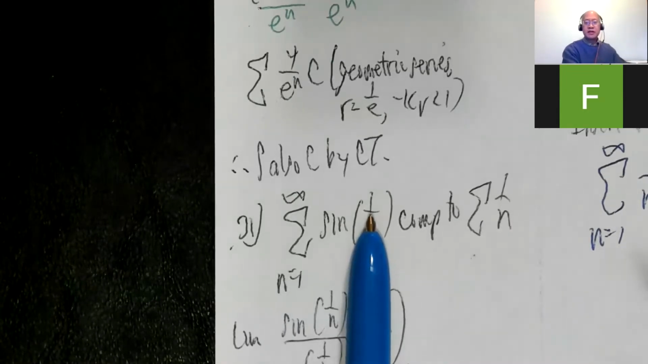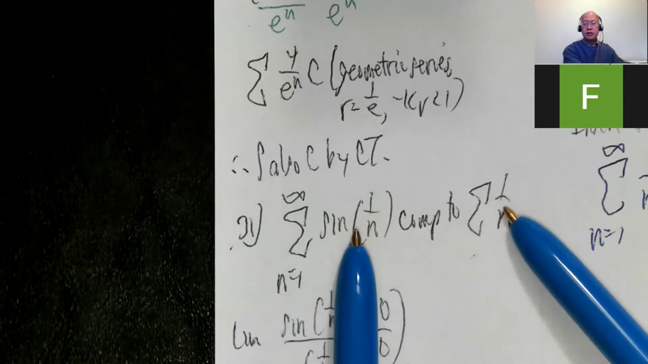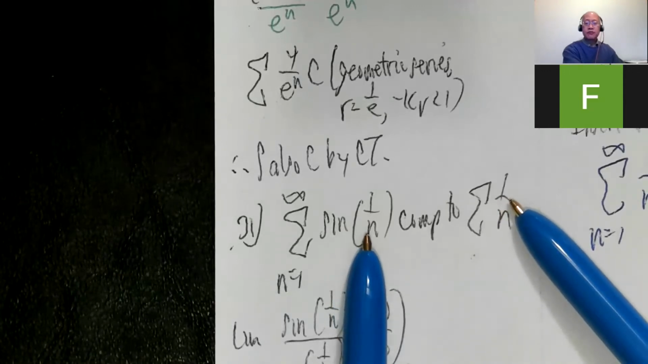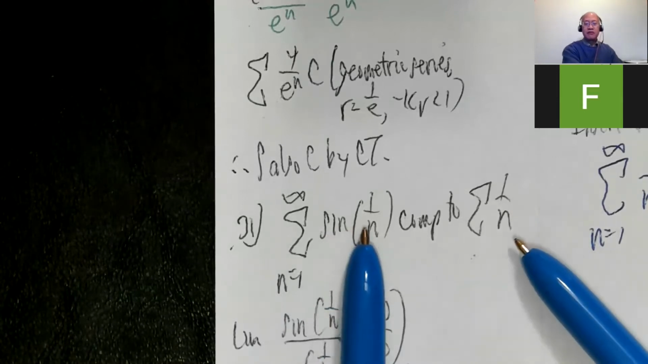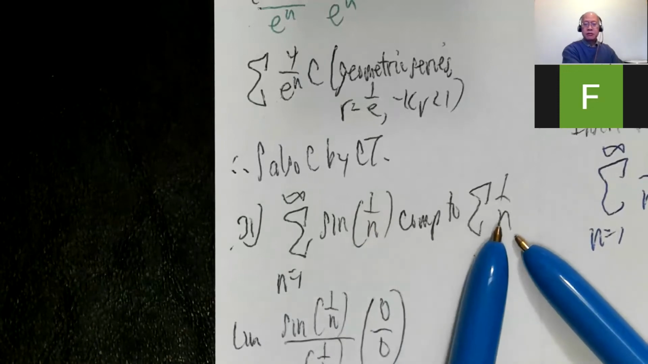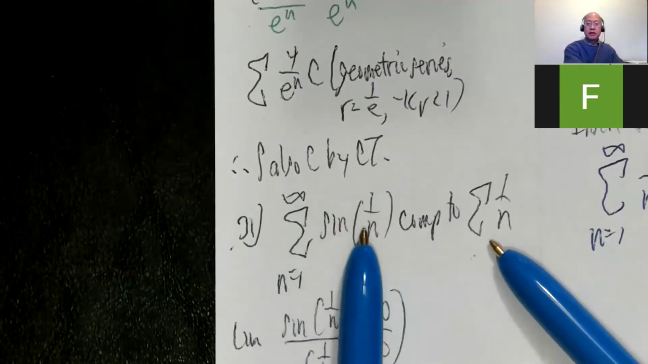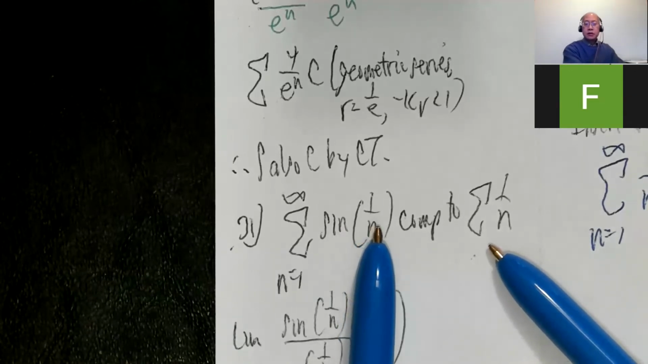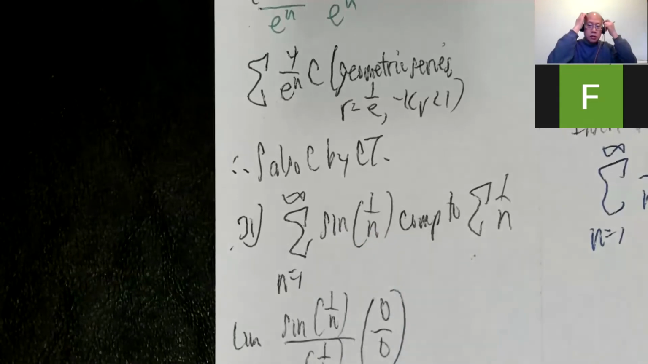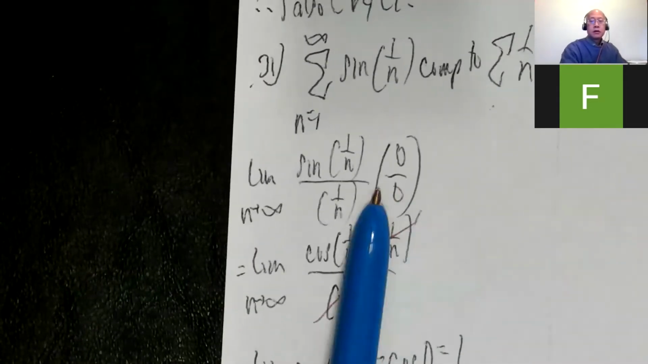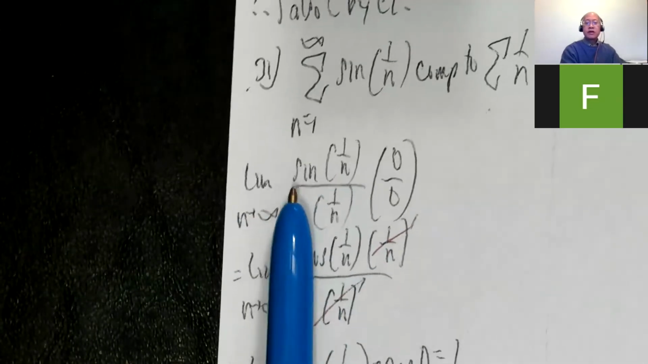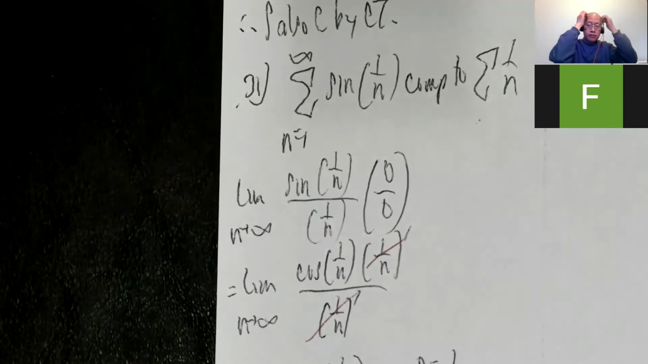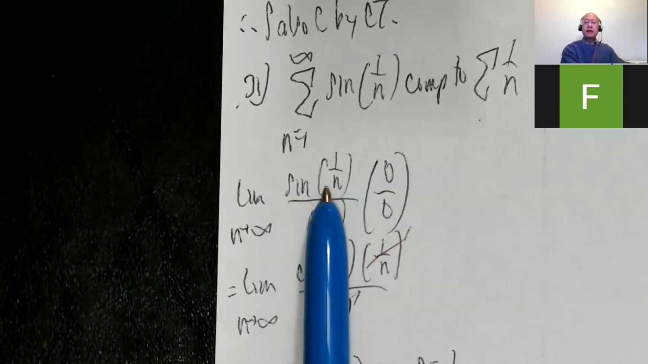Now, it's pretty hopeless to think about, is this one going to be bigger than this or smaller than that? So we're not going to aim for comparison tests. We'll aim for limit comparison tests. I don't want to have to compute sine of a number compared to the number itself. So limit comparison tests, you take the limit of the ratios. So limit as n approaches infinity, sine of 1 over n divided by 1 over n. That's a 0 over 0 case. Plug in a super big number, and sine of 0 is 0.